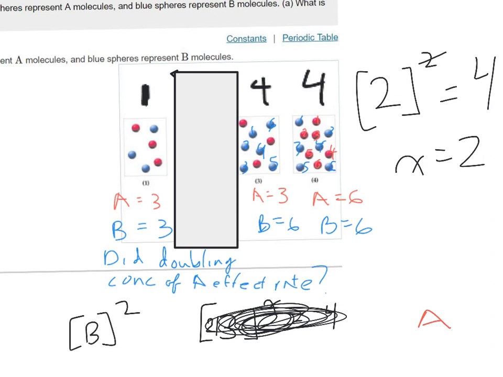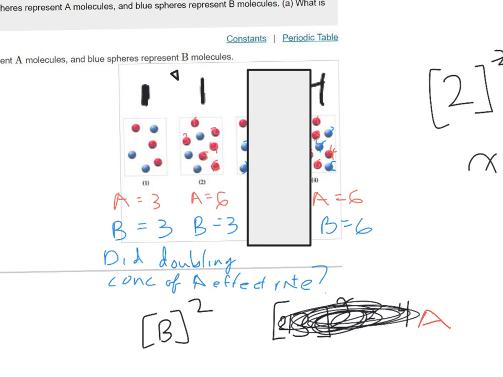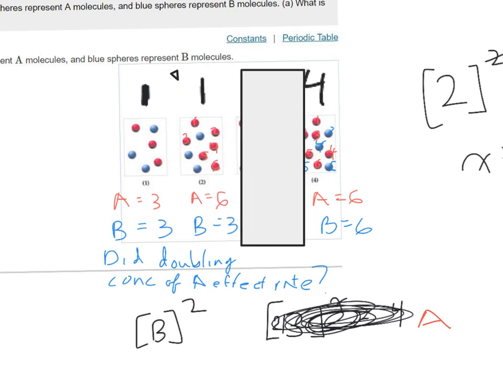Can we find more affirmation of this? Well, if we now look at experiments 2 and 4, in experiment 2 our concentration of A is 6, and in experiment 4 our concentration of A is 6. So when we go from 2 to 4, the concentration of A doesn't change. However, our concentration of B goes from 3 to 6. Our concentration of B doubles. And what do we see with our rate? Our rate quadruples again. So once again, we see evidence that B is second order.